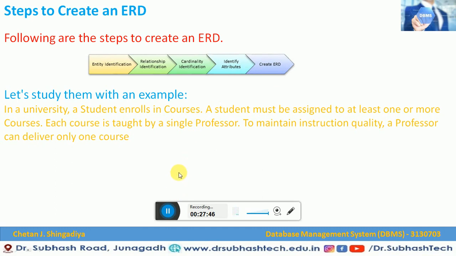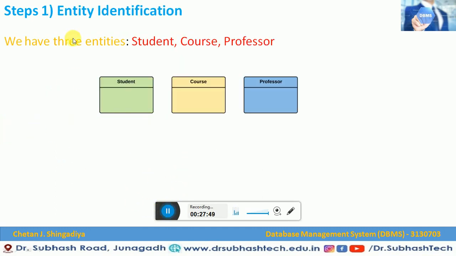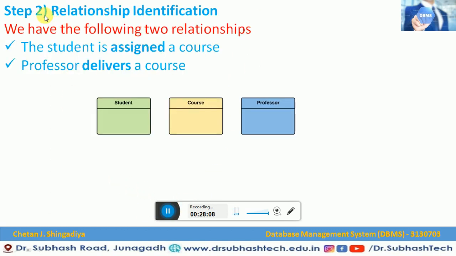So let us start with step 1. In the university example, the first step is entity identification. In a university we have three entities: student, course, and professor. These are the three entities identified in step 1. In the next step we identify the relationships. We have the following two relationships: a student is assigned a course, and a professor delivers a course. These are the two relationships we have to represent in our ER diagram.